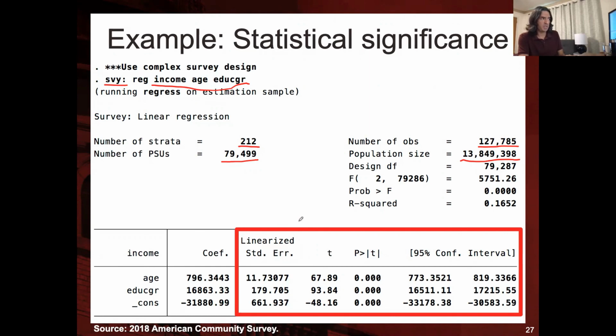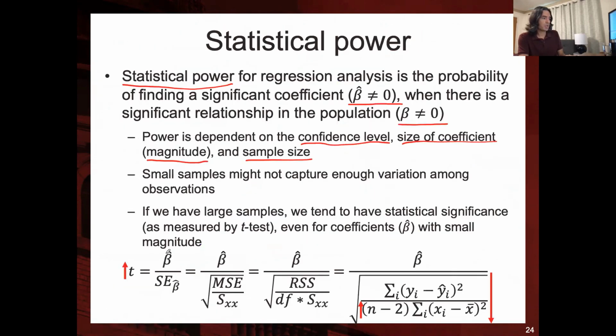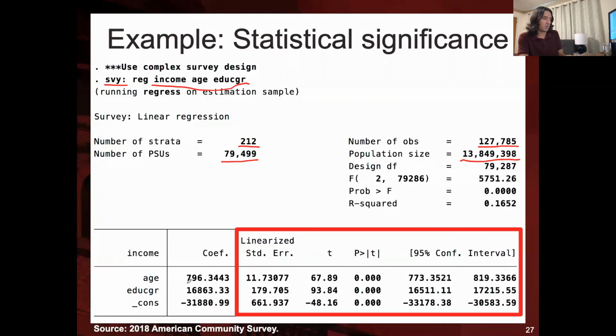How do I calculate T? T is the coefficient divided by the standard error, right? So 796 divided by 11.73 is 67.89. And then I just go there in the distribution of T using these degrees of freedom. I find where this 67 is. It's going to be there in this example.